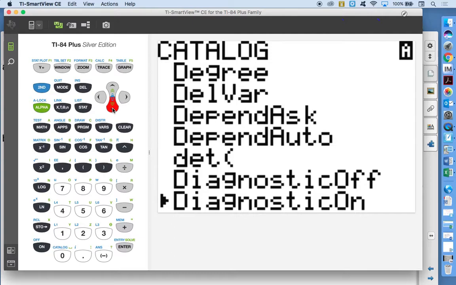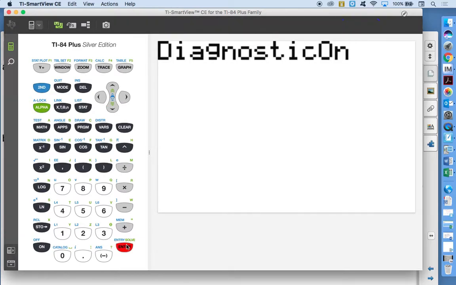After you get down to diagnostic on, if you hit enter, it comes up in your calculator screen, hit enter, and then it says done. So that's the calculator saying, okay, I have that information now, I'm going to be able to use it when you go to do a statistical data analysis.